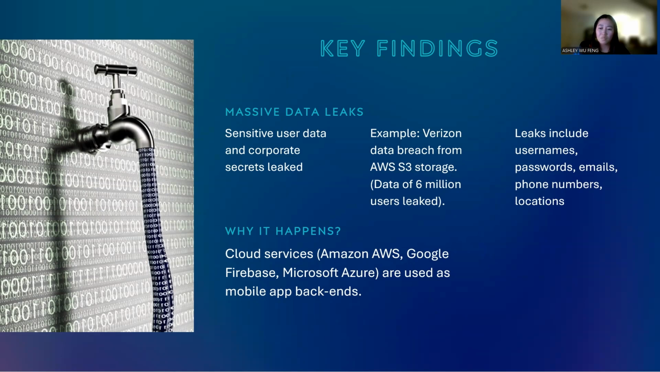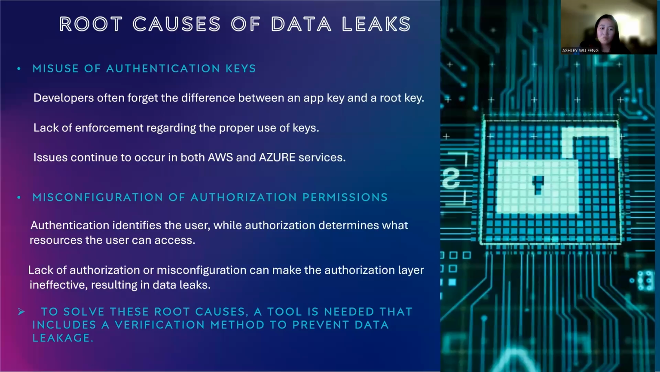This happens because mobile apps increasingly use cloud services like AWS, Firebase, and Azure as their backend, known as Mobile Backend as a Service. Root causes of data leaks. There are two main root causes of data leaks: misuse of authentication keys, which identify the users, and misconfiguration of authorization permissions, which determines what resources the user can access.